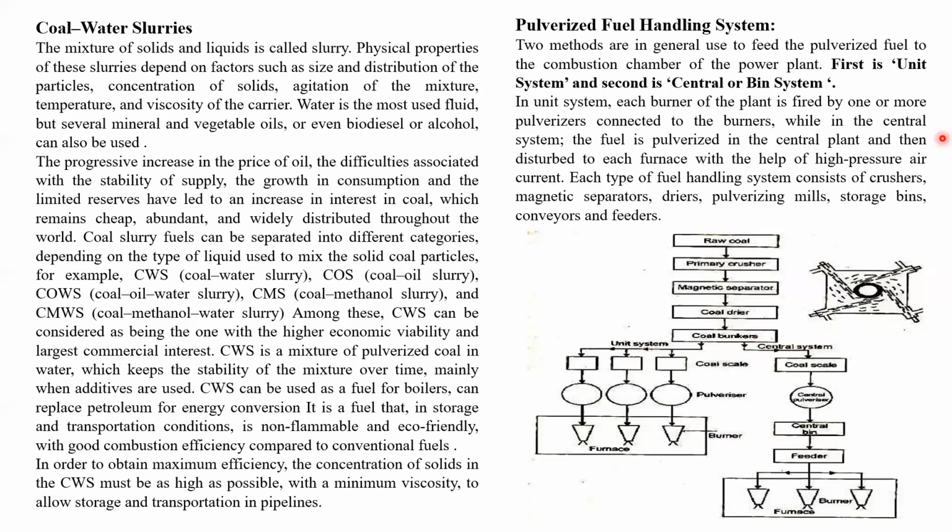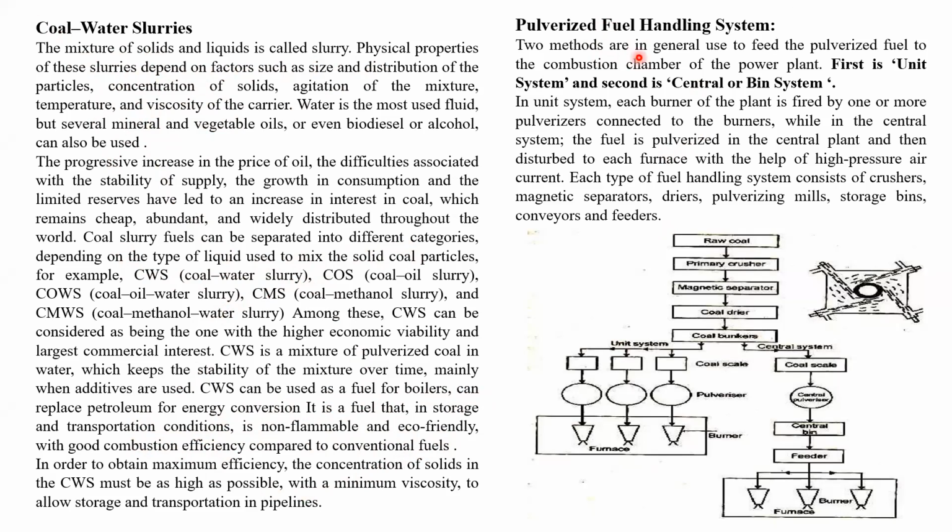Then we saw fuel slurries. A mixture of solids and liquids is called a slurry. Nowadays these slurries are used for transportation. They are mixed with water and can be used for boilers. Some impurities can be removed, and the transportation condition is also better; it is non-flammable and eco-friendly.